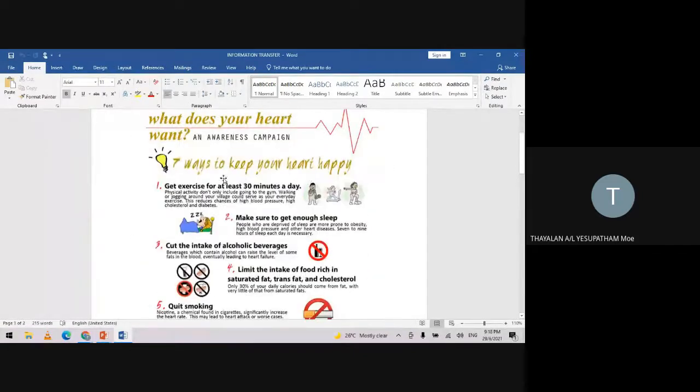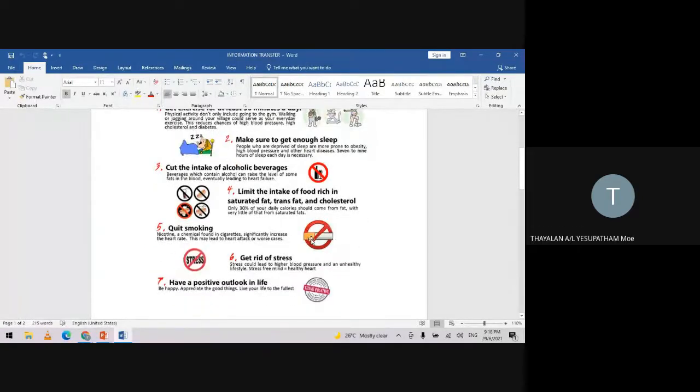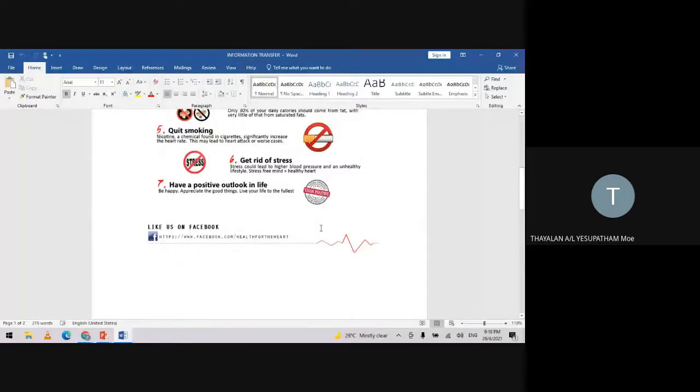Number 2, it says the right way. So here there are 7 ways. So way number 1, way number 2, way number 3, they're all highlighted, written in a bold manner. So you've got to lift the whole title. You don't need to write only 30% of your daily calories should come from fat with very little of that from saturated. That is not needed. But you need to take the whole thing from limit the intake of food rich in saturated fat, trans fat, and cholesterol. That is what you've got to write.